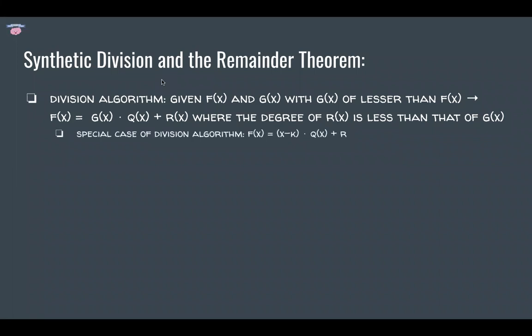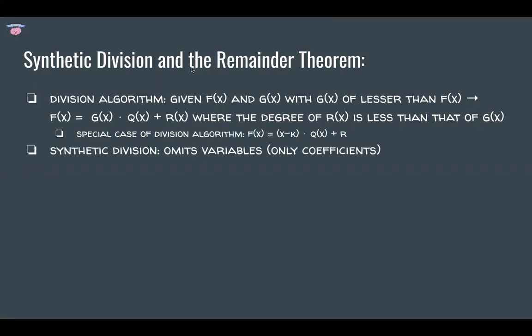A special case of the division algorithm is when you're dividing by x minus k, basically a linear function. And in this case, the r of x is just r. It's a constant because the degree has to be less than that of the linear function. Synthetic division is basically a form of division where you omit the variables and use only coefficients. I'm going to talk about synthetic division first, and then I'll go back to long division, which is where the division algorithm has to come in. But it's a bit more complicated, so I'll start with the easy synthetic division.